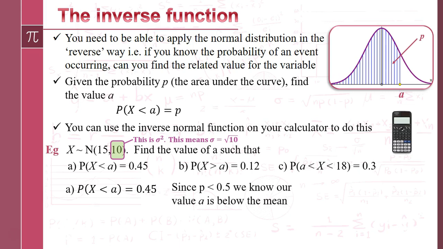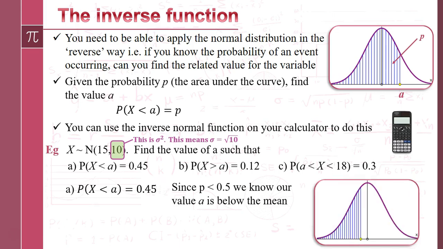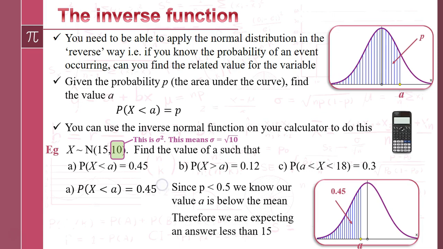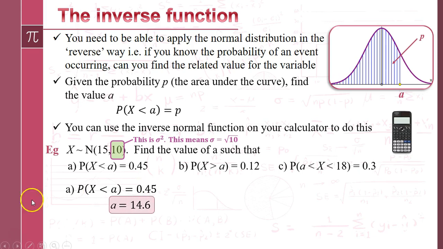Well, we know some facts. We know straight away that our value of A is going to be below the mean. So a little sketch tells us that we're going to be looking at something like that. So that area there is 0.45. That's the value of A that we're looking for. And so we know straight away that we're going to be expecting an answer less than 15. So it just gives us an idea of how big the number is going to be off our calculator. And if you put it into the calculator, you find the inverse normal distribution, and you end up with a value of 14.6.